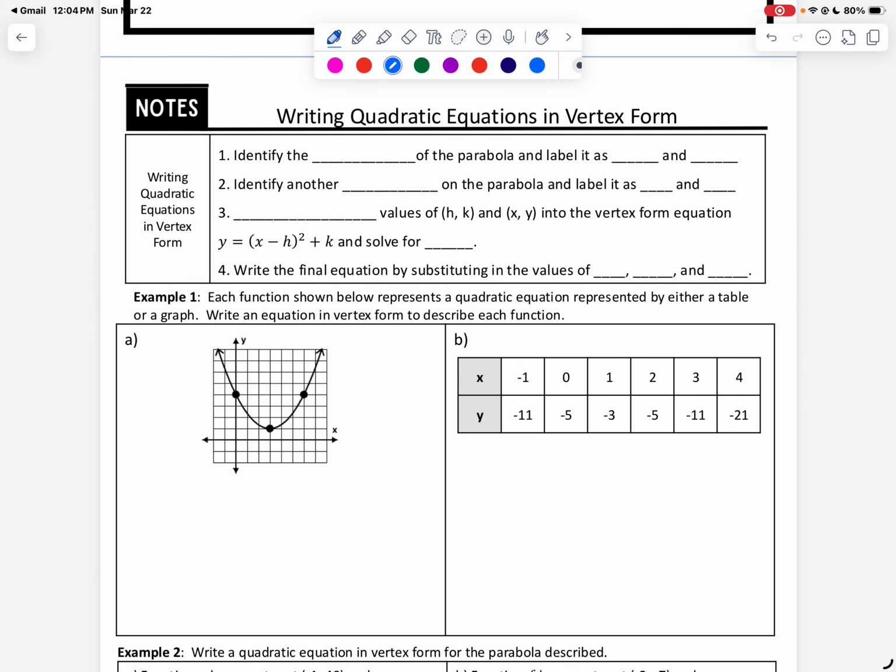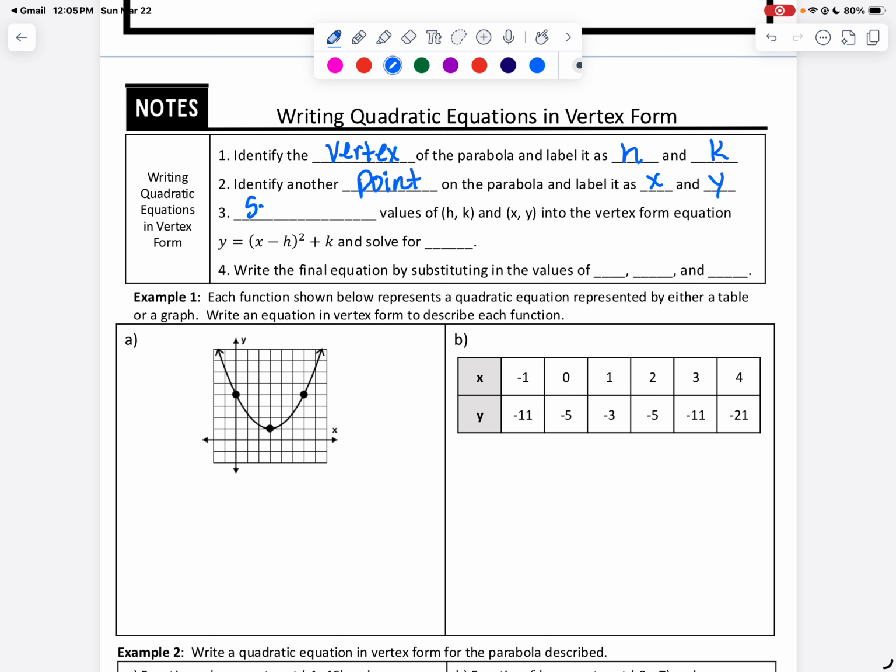In today's lesson, we will explore how to write the equation for a parabola in vertex form. Now, when you're writing an equation for a parabola in vertex form, the first thing you want to do is identify the vertex and label it as h and k. Then you're going to identify another point on the parabola and label it as x, y.